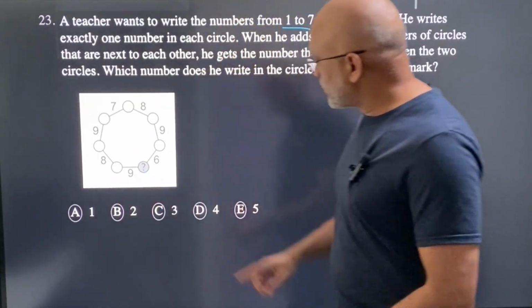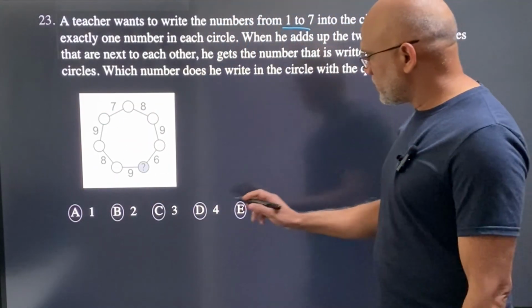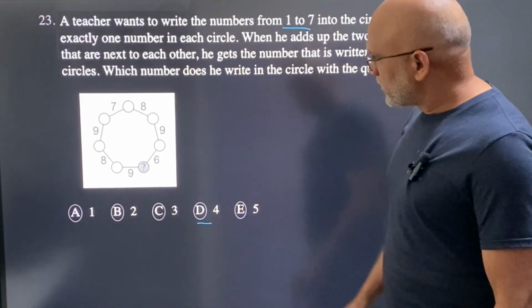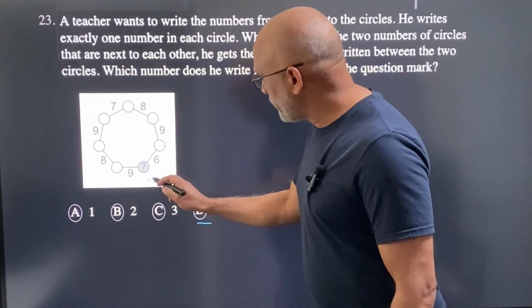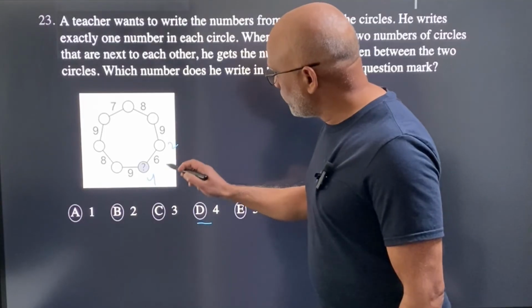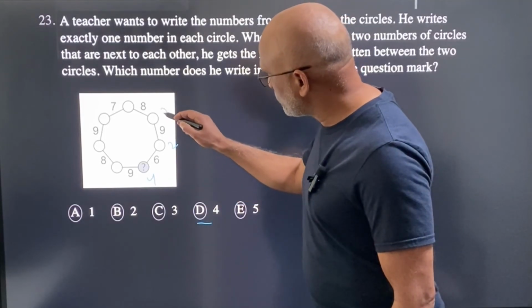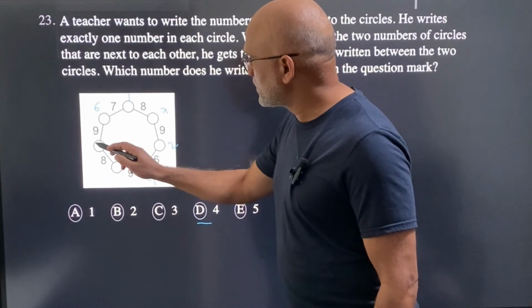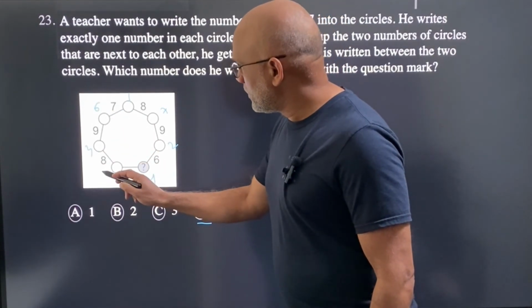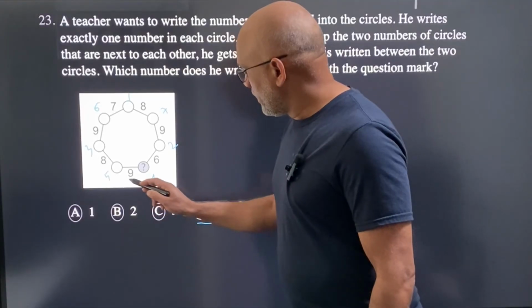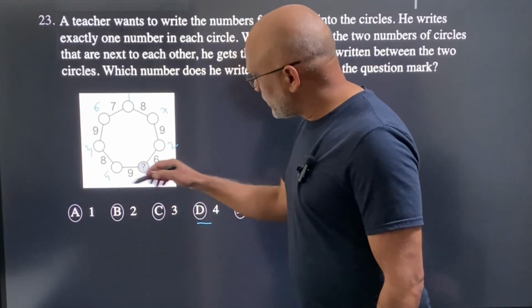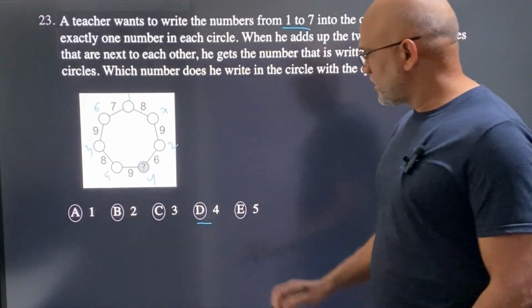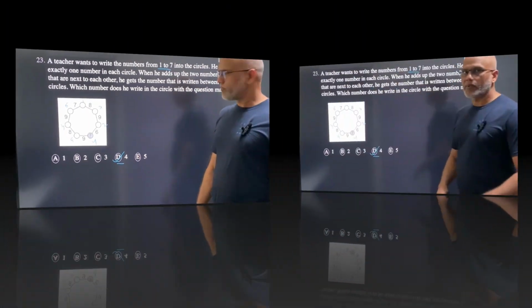Similarly, you can check the other numbers. I have already done it. Seems like this one works. So let's assume this number to be 4. So this has to be 2. 4 plus 2 is 6. This will be 7. This will be 1. This will be 6. This will be 3. This will be 5. 5 plus 4 is 9. So this makes sense. Then again, D is the correct choice.